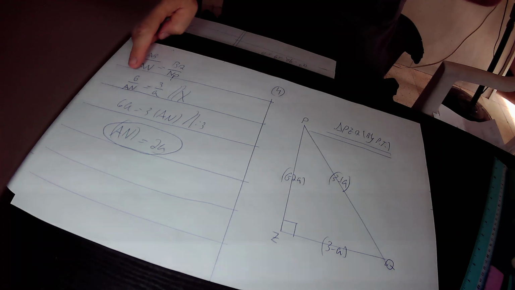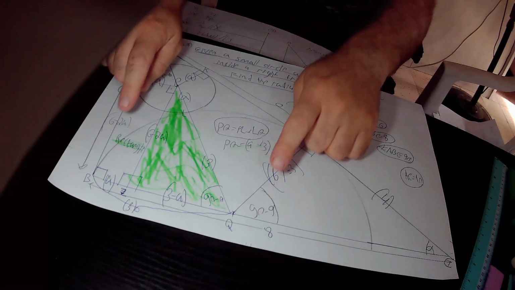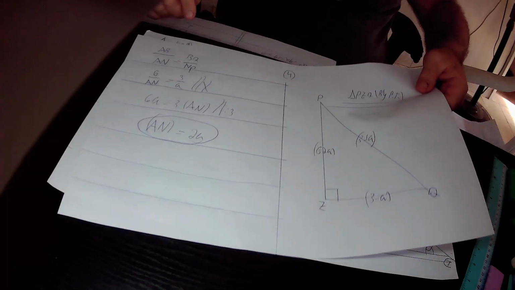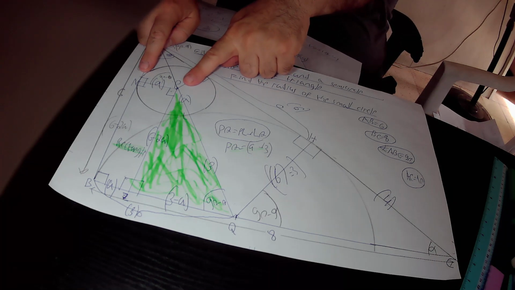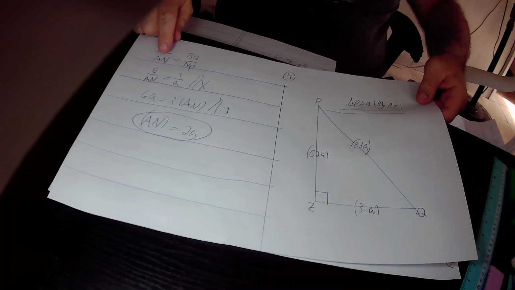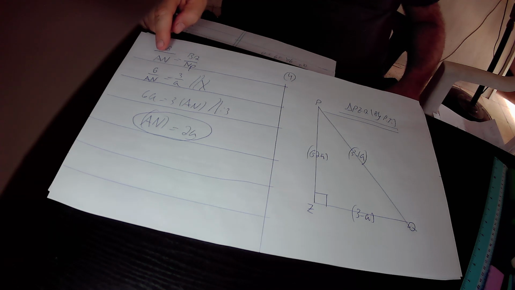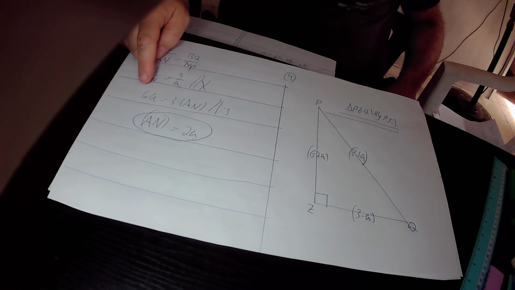AB is 6, AN is the missing side, so we leave it as it is. BQ is 3, it is the radius of the big semicircle. NP is a, the radius of the small circle, that is the radius we are looking for in this question. So in conclusion, 6 over AN equals 3 over a. We cross multiply this equation and find that 6a equals 3AN. We divide this equation by 3 and find that the missing side AN equals 6a over 3.